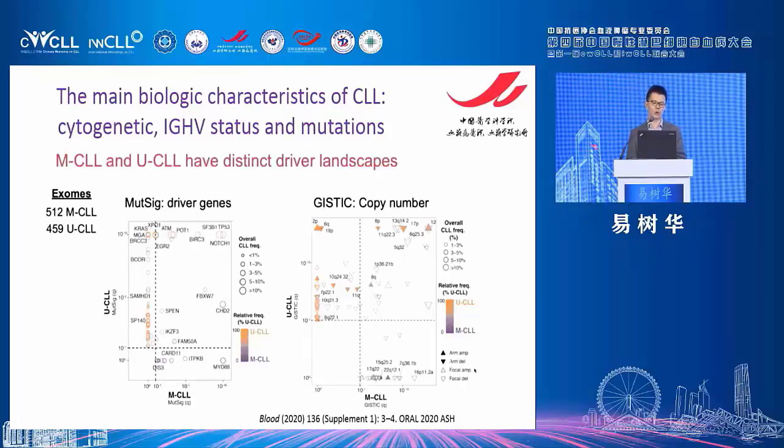And as we know, 20 years ago physicians discussed that mutated and unmutated cells have dramatically different clinical outcomes. And until last year, our scientists answered the question. Using sequencing, we can divide these two populations, enriched in different driver gene mutations and copy number variations. Although there is some overlap, most of them are enriched in one of the groups. So our study also focuses on these three aspects: cytogenetic aberration, IgHV mutation, and somatic mutations.